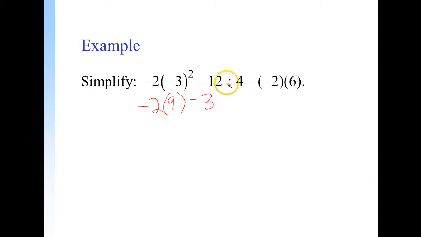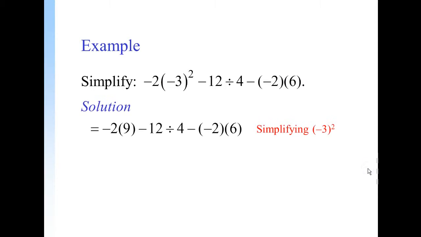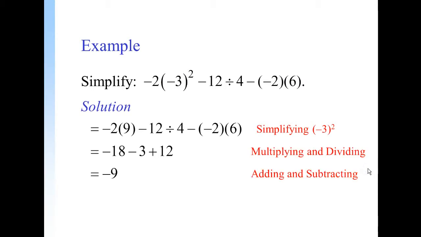Remember, we're doing our division as we come to it, and then now this multiplication. Now, we do this multiplication, we end up with a negative 12. What's the opposite of a negative 12? Well, a positive 12. So now we have a negative 18, a negative 3, and a positive 12. So a negative 18, a negative 3 gives us a negative 21, plus 12 gives us a negative 9. Again, you're showing enough work to support your answer. And there we go.